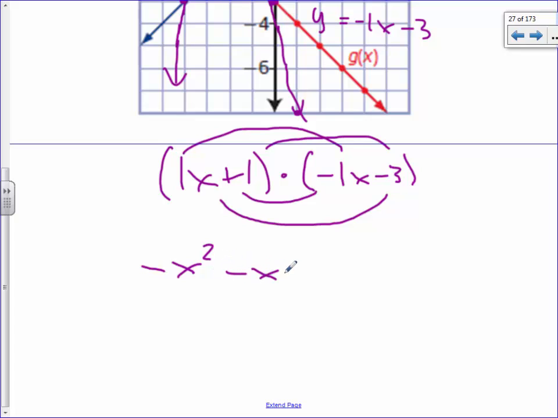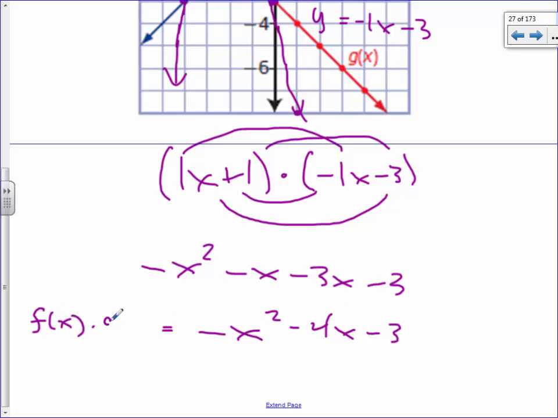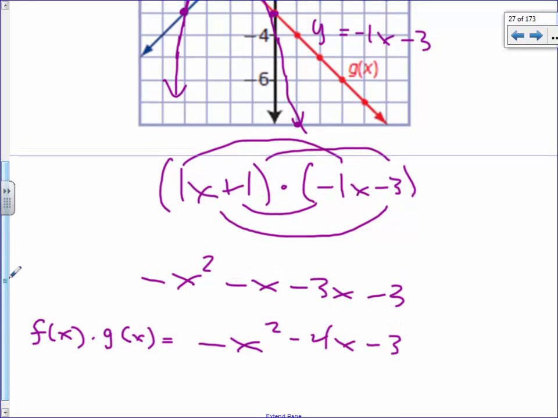It would give you negative x, negative 3x, and negative 3. So you'd have negative x squared minus 4x minus 3, and that would be f of x times g of x. Does that make sense? So linear times by linear actually gives us quadratic. So far, so good. Awesome.